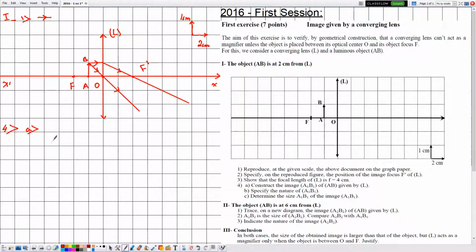Let's justify their path. Then the first one, which is parallel to the optical axis, let's say that an incident ray issued from B parallel to the optical axis emerges passing through the image focus.